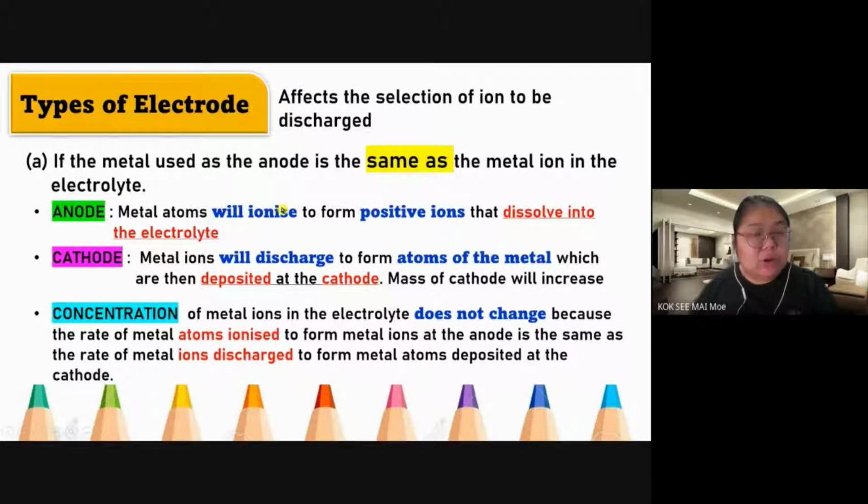Only the anode gets changes. The anode will ionize, then the positive ion produced dissolves into the electrolyte. The cathode is still the same. They choose which one is the most electropositive. After that, they will discharge. After discharge, they produce an atom. Then this atom sticks to the cathode, so the cathode will become thicker and thicker. So the concentration becomes constant. One releases, one absorbs, finally they become constant. So this is the first situation, when they are the same material.